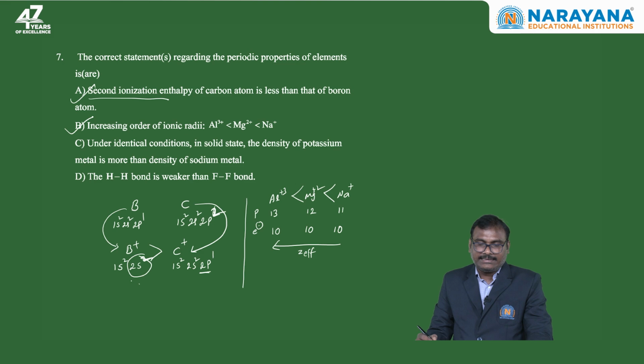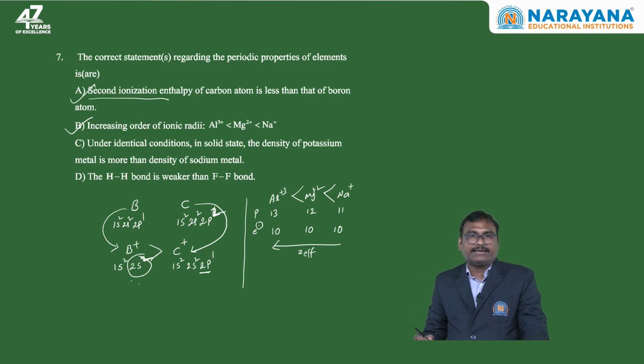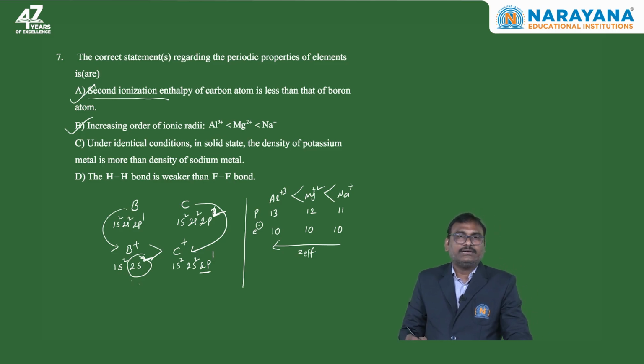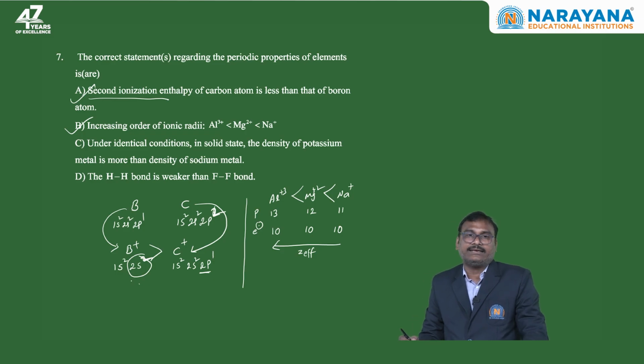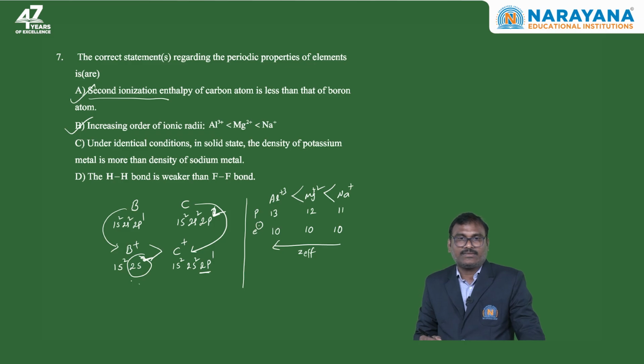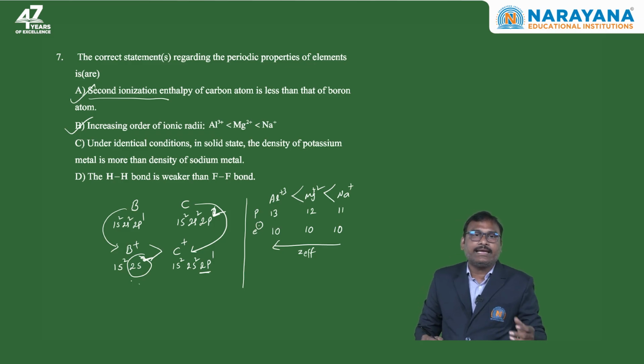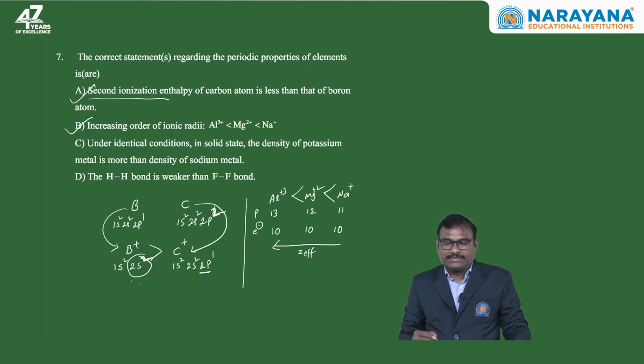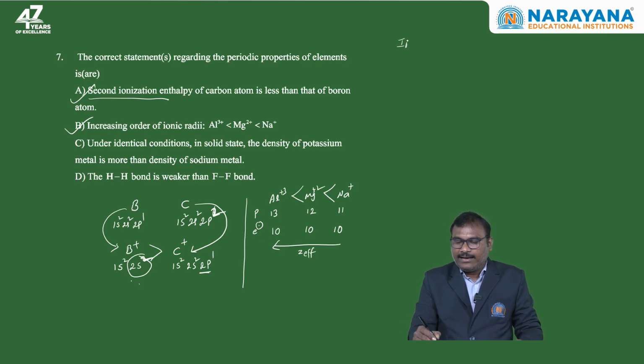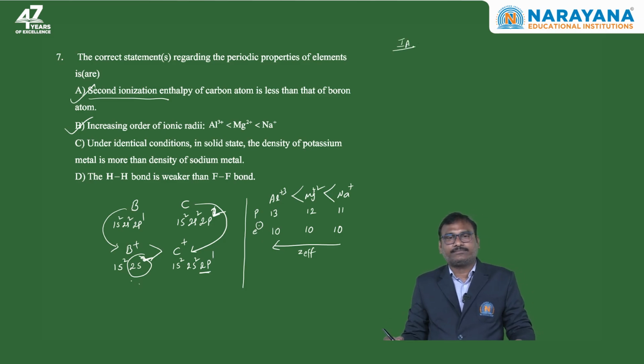Now go for the next one, option C. So the statement that the second ionization enthalpy of carbon is less than that of boron is correct, and the increasing order of ionic radii, Al3+, Mg2+ and Na+, is also correct. Option C: under identical conditions in solid state, the density of potassium metal is more than the density of sodium metal. Let us go for sizes first. Actually, here density does not depend only upon the mass, if you compare the first group metals.